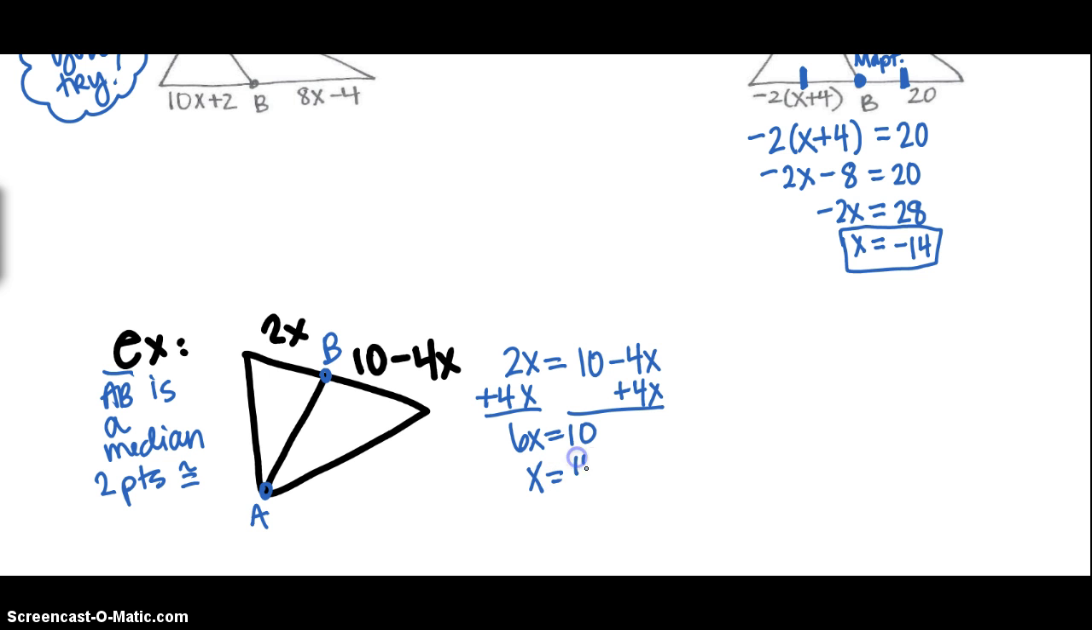Now don't get frightened. 10 over 6, what does that reduce to? What goes into 10 and 6 evenly? A 2. So this is going to be 5/3. There we go.